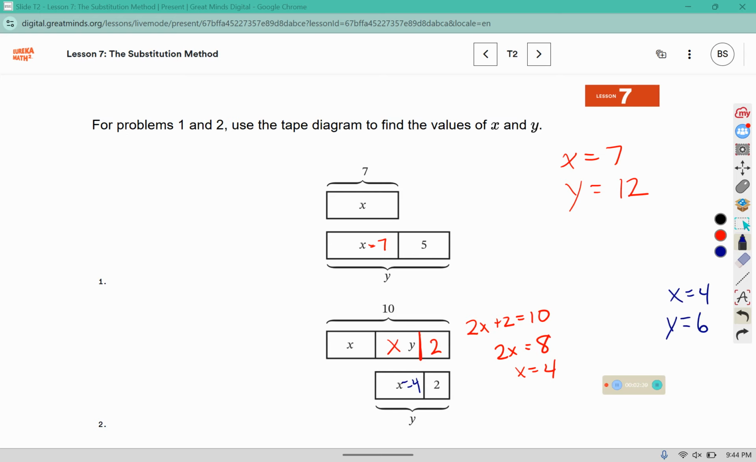We've replaced, or substituted, this piece up here in the y position because they are the same.